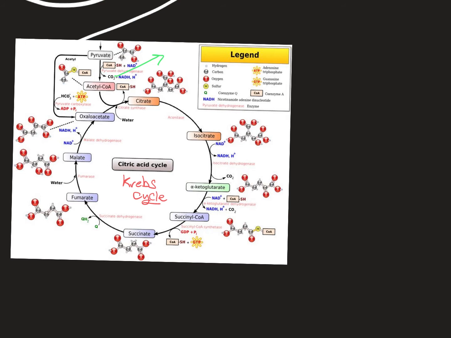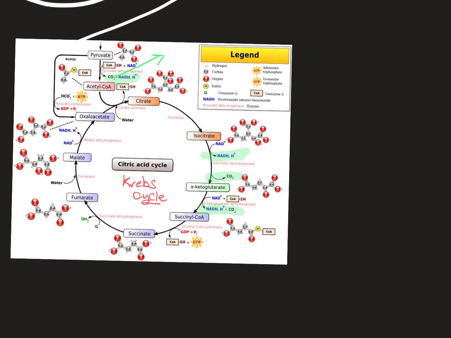Let's mark where we're producing things. Here we're producing CO2 and NADH plus H+. Those are hydrogen ions; we're going to use those. Here's NADH and H+. Here's NADH and another carbon dioxide. And here's another carbon dioxide. So we lost one carbon dioxide here, another one here, and a third one here.